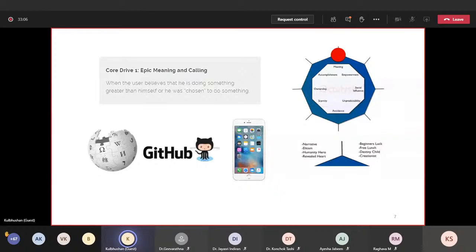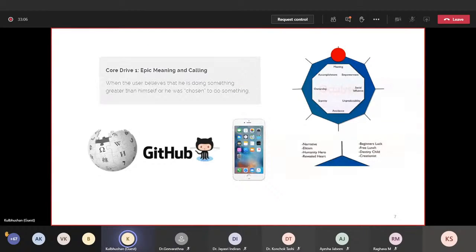Okay, any question, or we can move further? Okay, we'll move on to the next core drive.